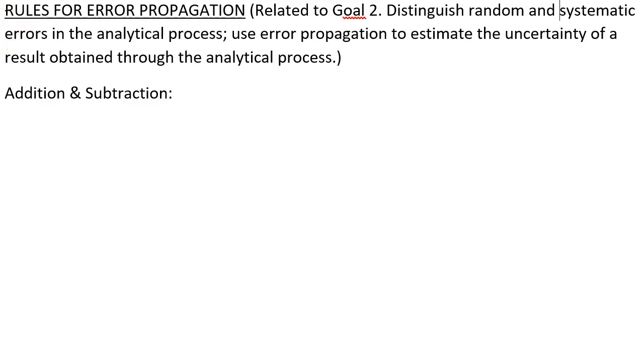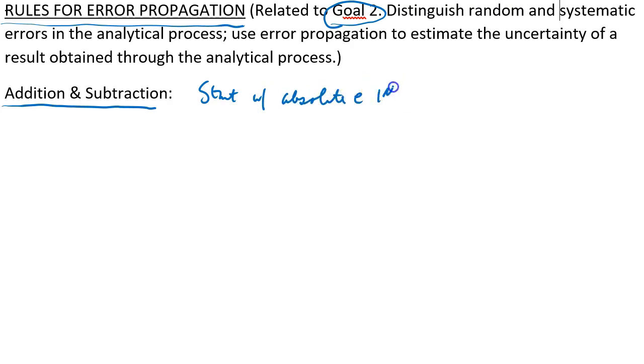Hi everyone. This video is about the rules for error propagation, which again is related to our second course goal. And the rules for error propagation, much like the rules for sig figs, depend on what type of arithmetic that you're doing. So when you're adding and subtracting, you want to start with the absolute error first, then convert to percent relative.